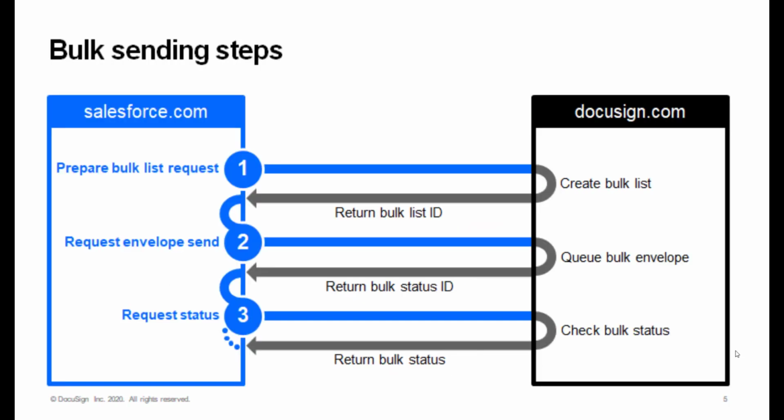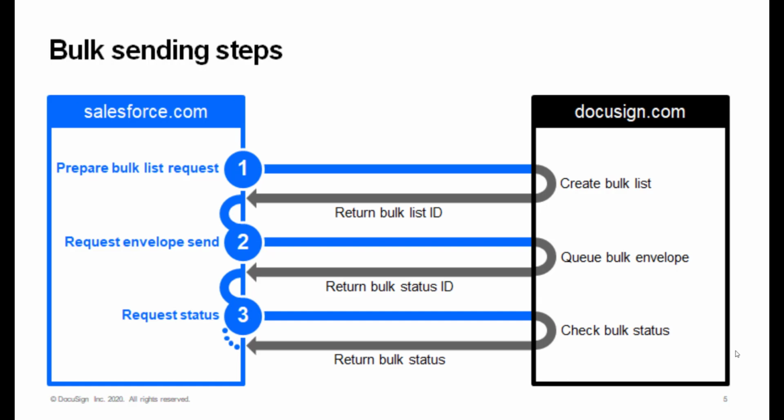Let's say I've decided bulk sending is indeed what I want to do. What does that process look like? My app needs to do a few things. It has to assemble some information and make at least one request to DocuSign to send an envelope. And as with many API flows, there's a bit more back and forth to do.